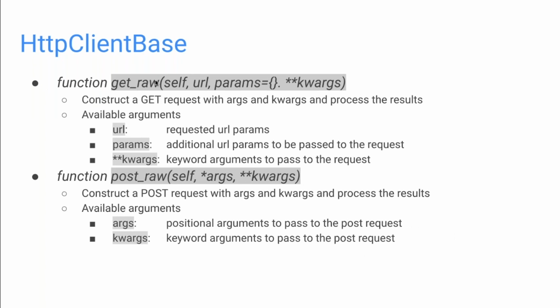Okay, so I list two functions in here. One is called get raw. It handles the get requests with the arguments and keyword arguments and processes the results. So this will return you a JSON data result, same as the post.